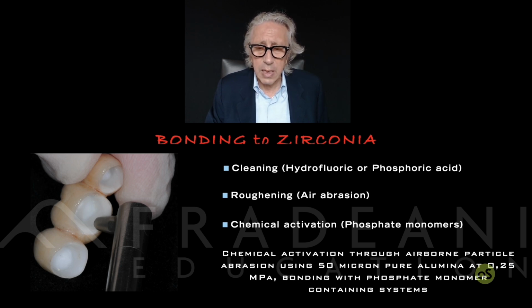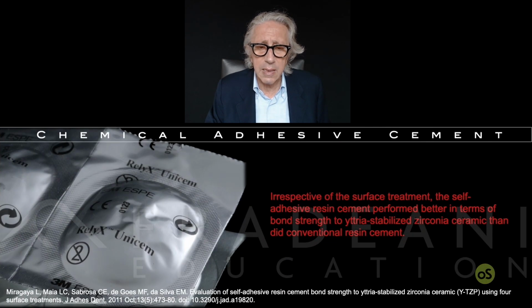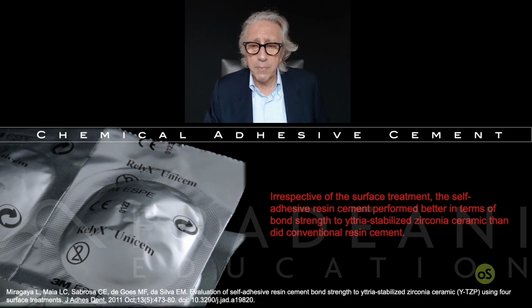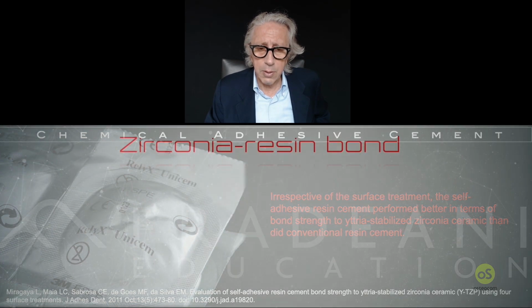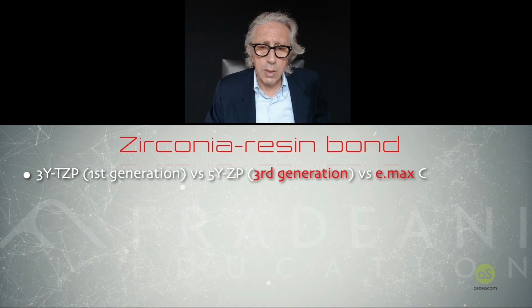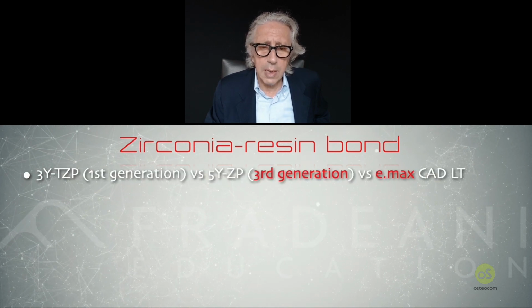So chemical activation is achieved through airborne particle abrasion using 50 microns of alumina at 0.25 MPa, bonding with the phosphate monomer containing system, like in this case, like Unicem. So irrespective of the surface treatment, the self-adhesive, that's the cement that we're using, the self-adhesive resin cement performs better in terms of bond strength to yttria-stabilized zirconia than the conventional resin cement. So the conventional resin cements are okay, but that containing the phosphate monomer works better. That's the point.